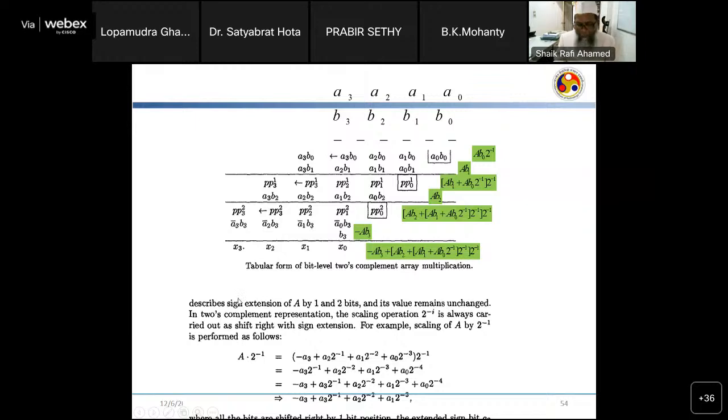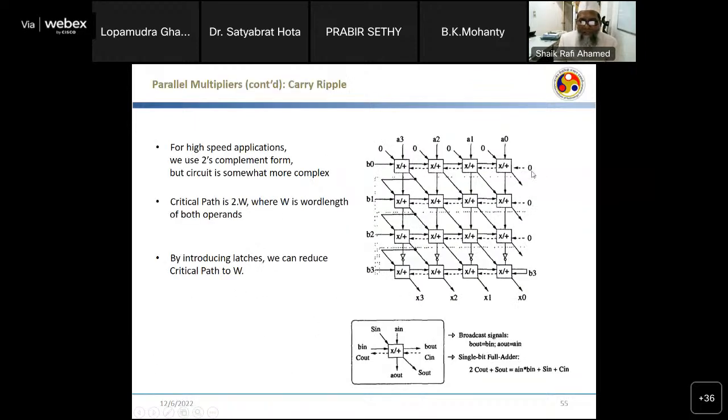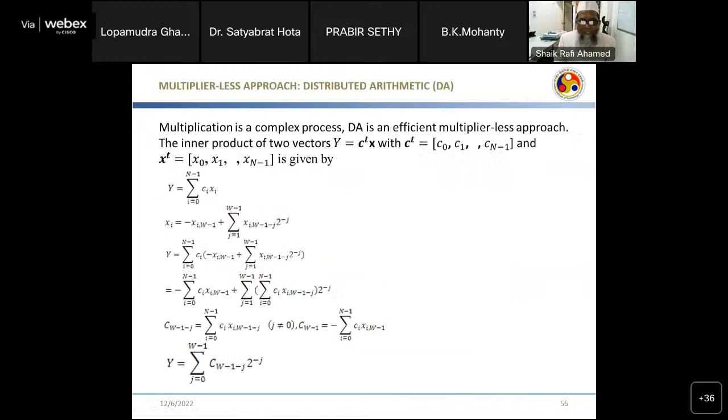So if I map this onto this architecture, we will get this many plus-minus blocks. Each block is a full adder. So we require a total of 16 full adders to realize a 4-bit by 4-bit signed multiplier, which is of more complexity. Whereas if I use distributed arithmetic, I require only shifters and adders instead of multipliers.